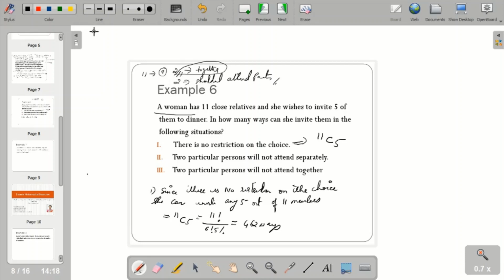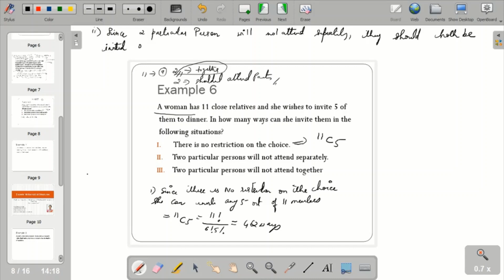So the second solution will be: since the two particular persons will not attend separately, they should both be invited, or both not be invited.